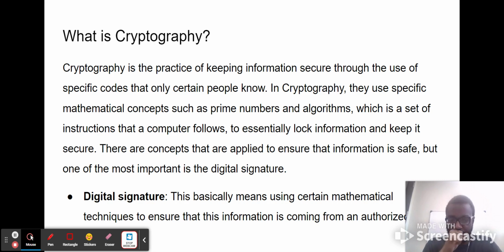Digital signatures are a way for Alice to know that this information came from Bob and not from anyone else. It wasn't altered. The integrity of it remains the same. So it's genuine, right?